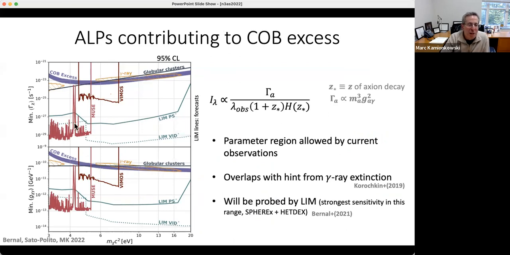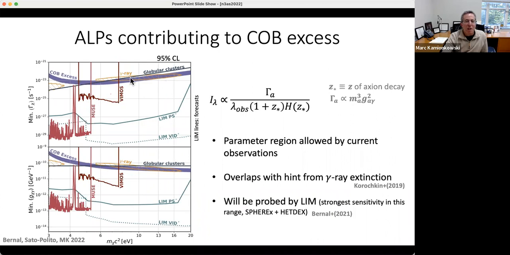So there are bounds from MUSE and VIMOS. These are direct searches for axion decay lines from galaxy clusters that have been observed with the VLT. So they looked for axion decay lines, they didn't find them. That rules out these regions of the parameter space. The cosmic background excess can be accounted for by this darkish strip in the parameter space. And some of it is ruled out by these null direct telescope searches, but there's more that's still possibly available.